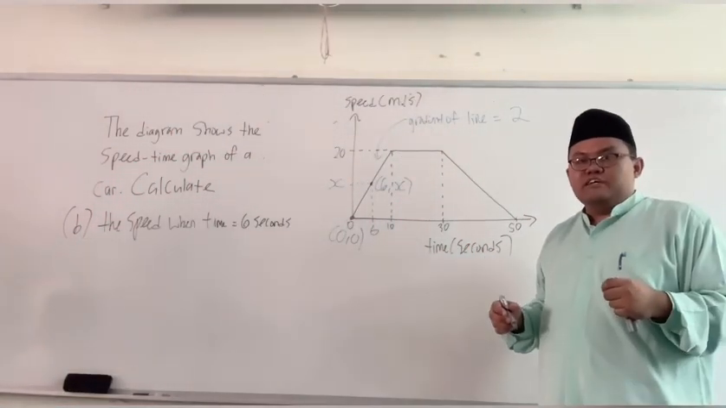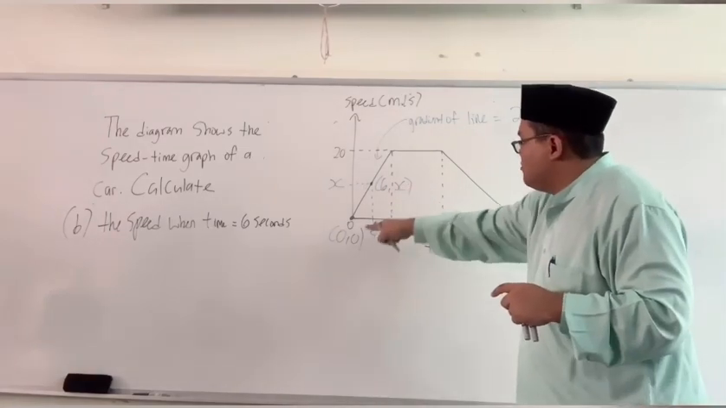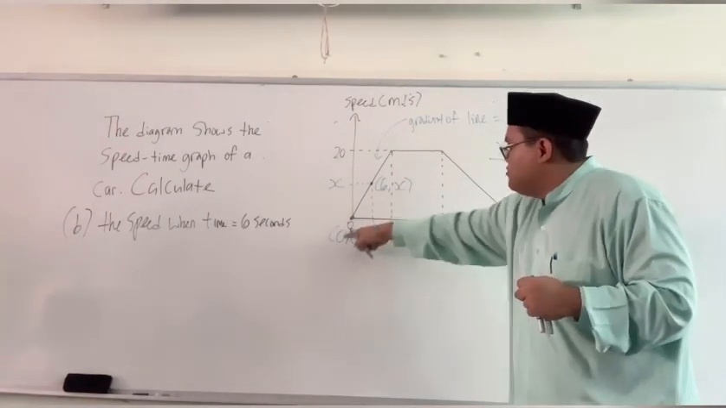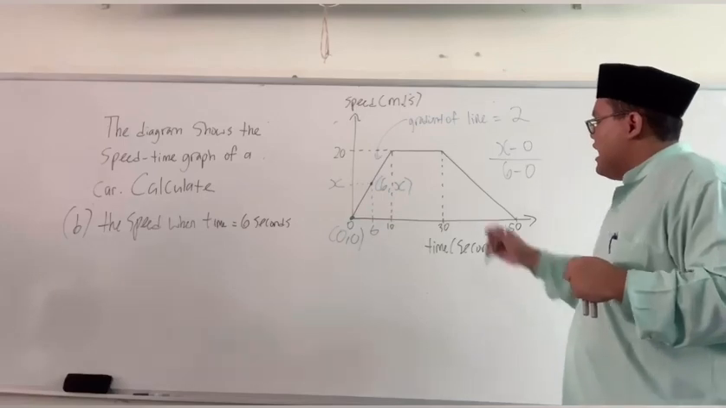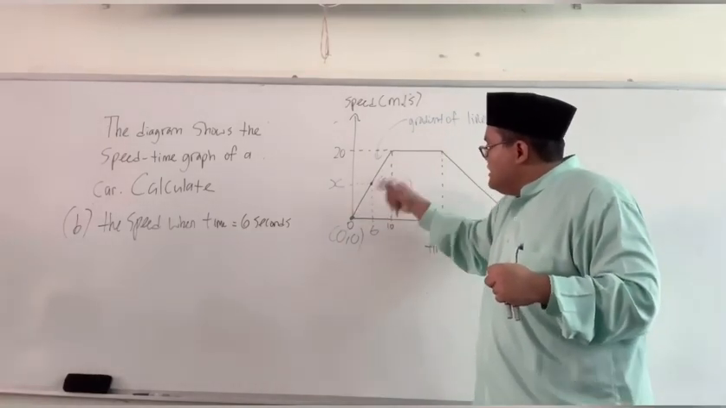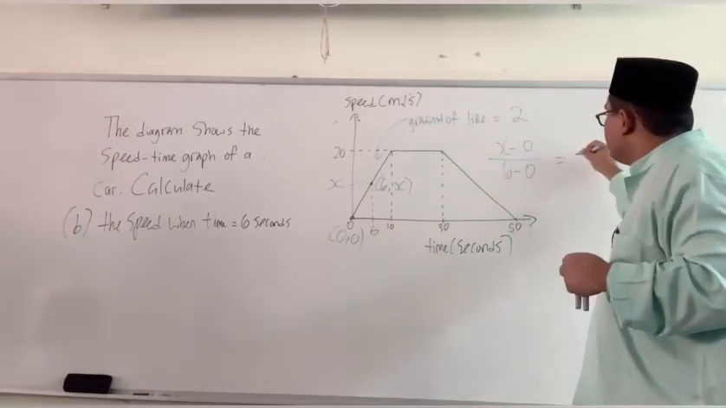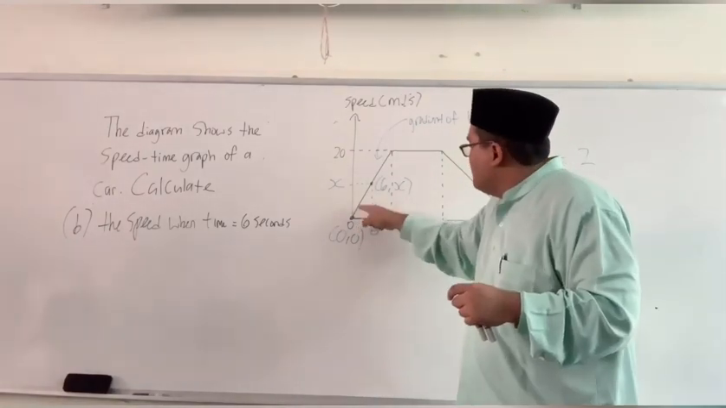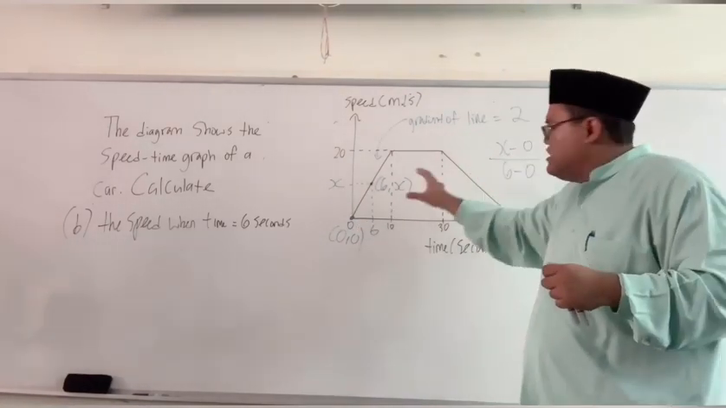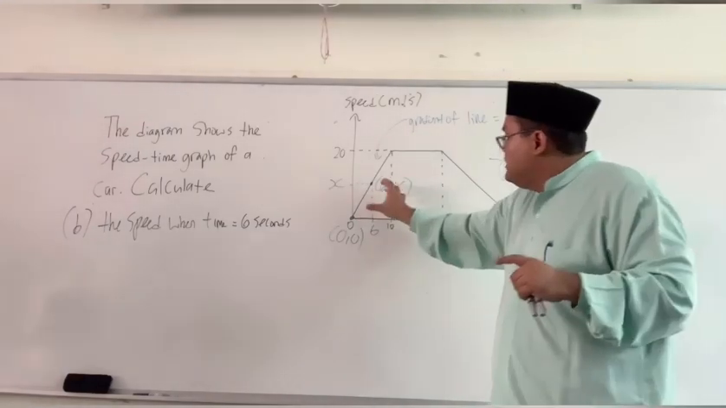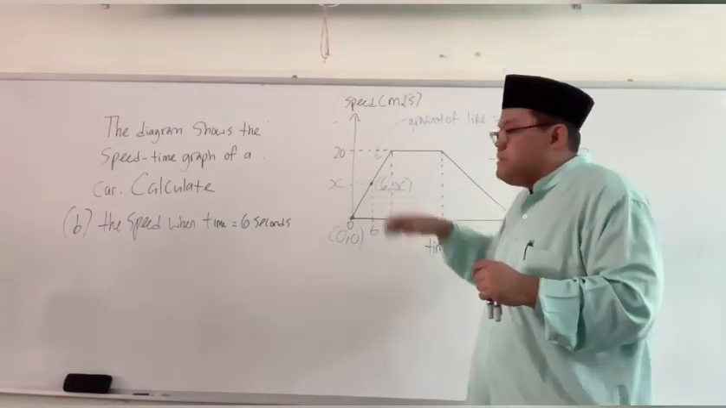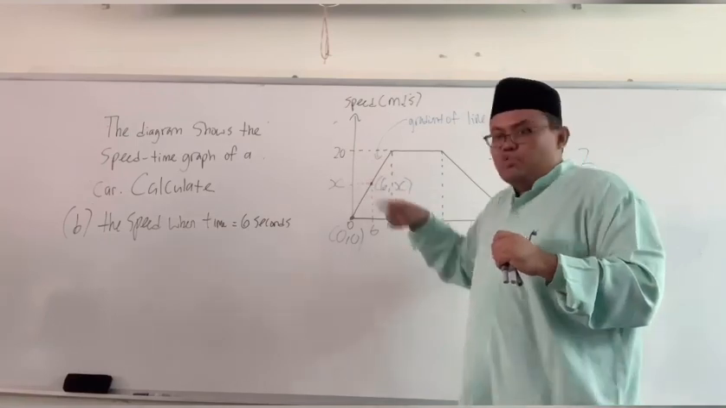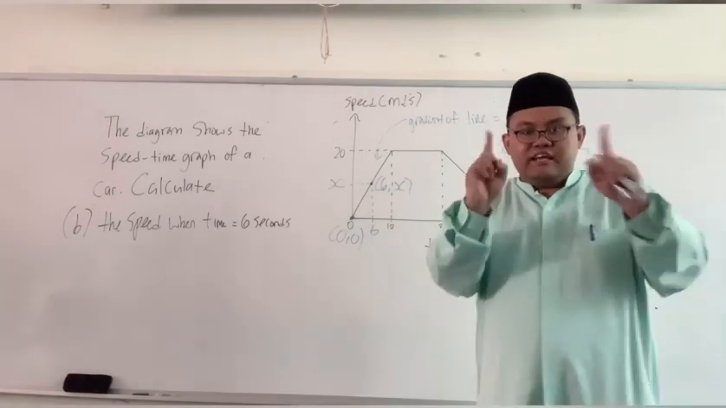What is the formula for gradient? y2 minus y1, so x minus 0, over x2 minus x1, 6 minus 0. Okay? And the gradient of this line, we know it's 2. Okay, you may be thinking, this gradient 2 is the gradient of this big line, but we are finding the gradient of this short line. Now, if this short line is part of the big line, they have the same gradient. For a straight line, any 2 points on that line have the same gradient. That is a very important fact.